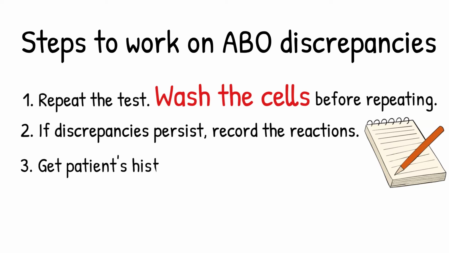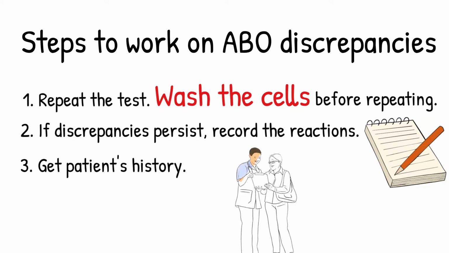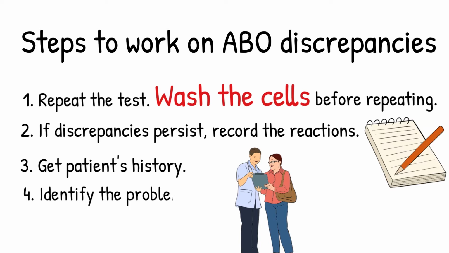Third, get patient history, like patient age, recent transplant, recent transfusions, or any health conditions that the patient has. Fourth, identify if the problem is coming from the patient forward type or reverse type by looking at the reactions. Ask yourself if you are looking at a weaker than expected reaction or a missing reaction. Then follow the guidelines as we talked about in the previous video.